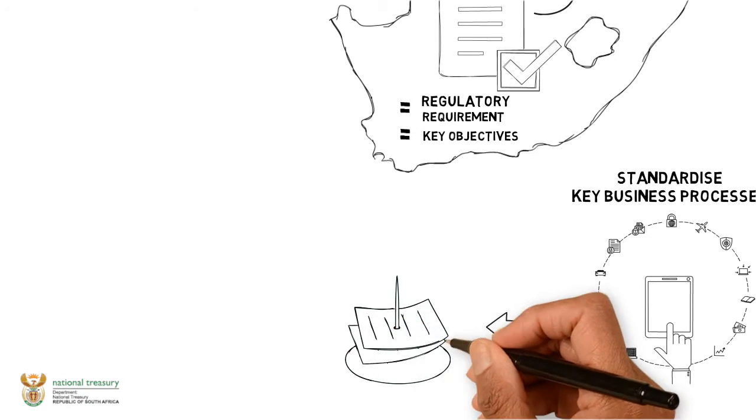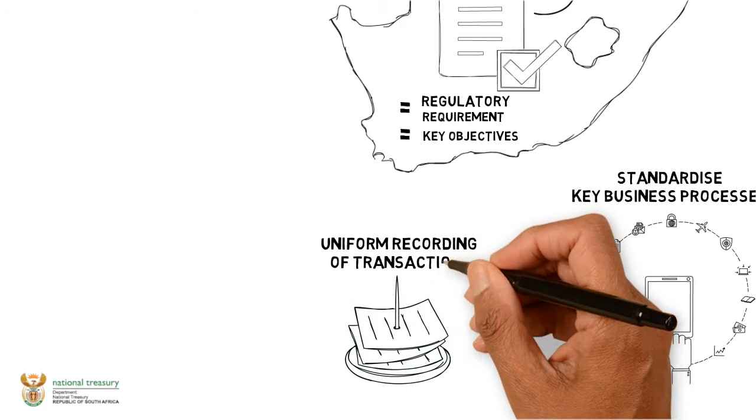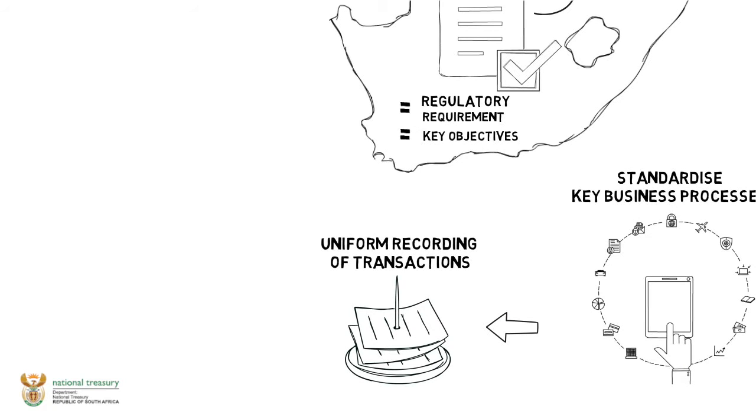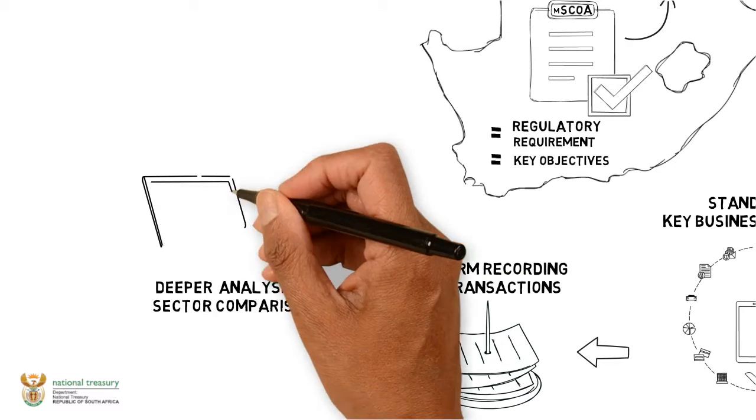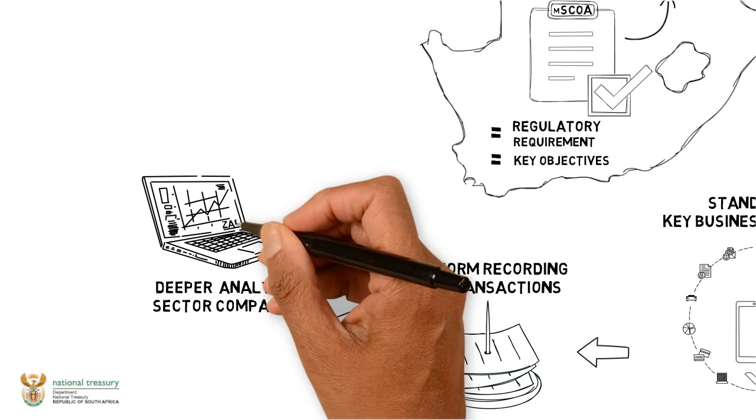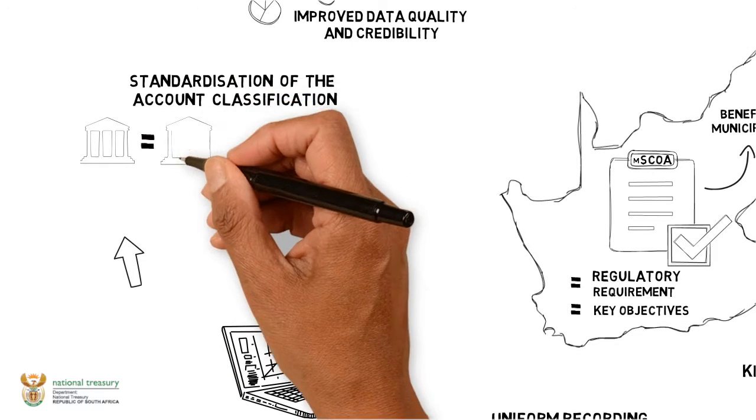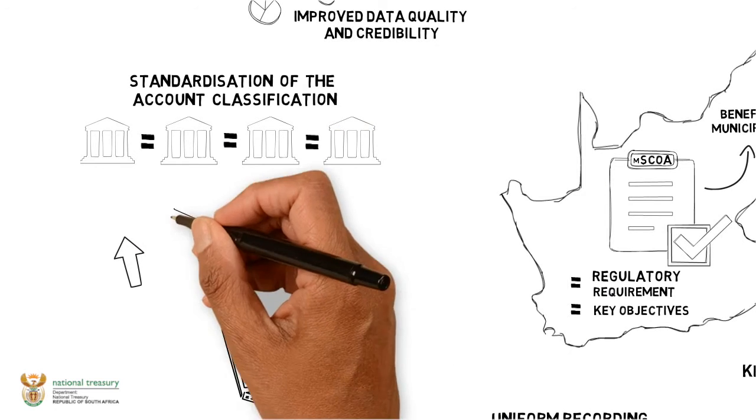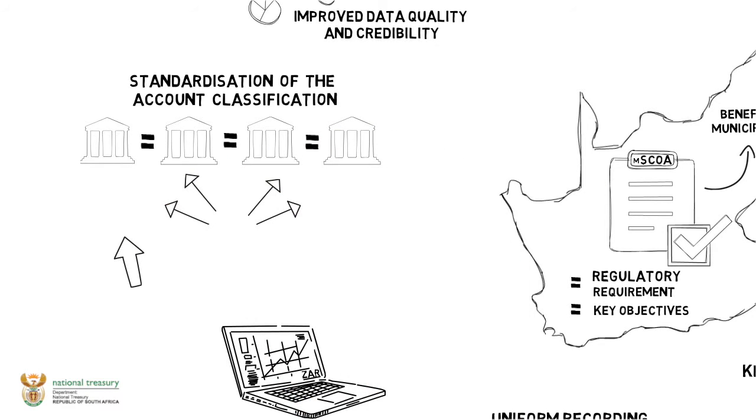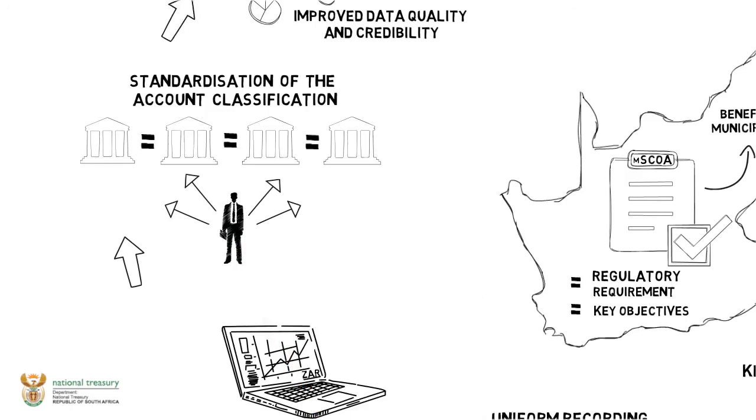Improved transparency, accountability, and governance through uniform recording of transactions at posting account level detail, enabling deeper data analysis and sector comparisons to improve financial performance, and the standardization of the account classification to facilitate mobility in financial skills within local government and between local government and other spheres, as well as the private sector, and to enhance the ability of local government to attract and retain skilled personnel.